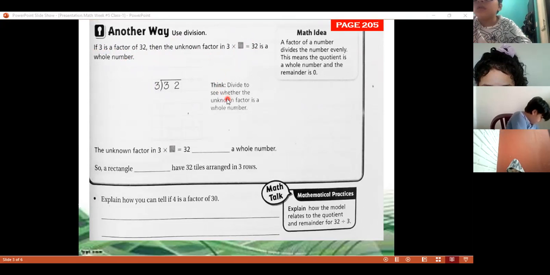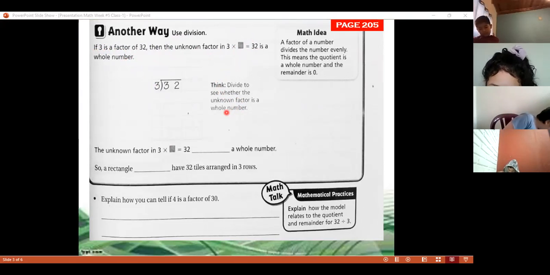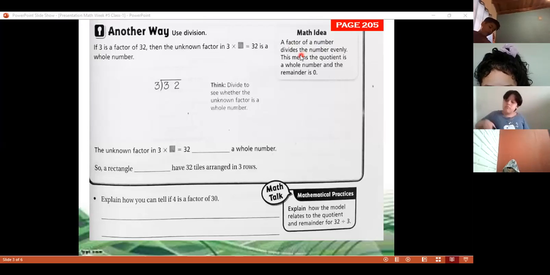It says divide to see if the unknown factor is a whole number, class, without remainder. Whole number means that the division is not going to have a remainder. Why? Because a factor of a number divides the number evenly. This means that the quotient is a whole number and the remainder is 0. This is so important, class.